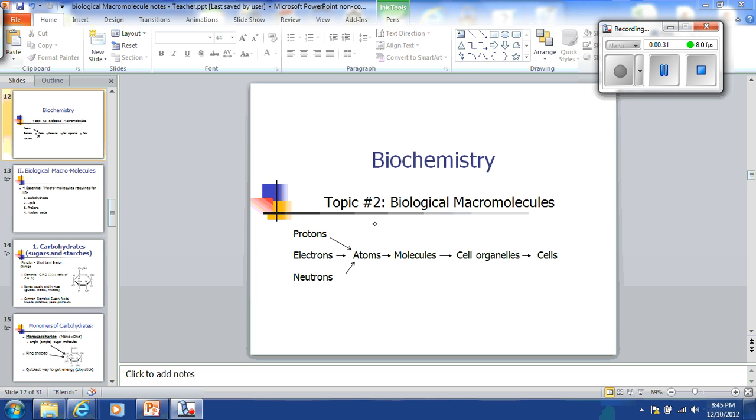So we are continuing with biochemistry, but we are going to be entering topic 2, which is going to be about biological macromolecules. If you look at the word macro, macro is another word for large. So when we're talking about biological macromolecules, we are talking about the large molecules that are required for biological processes.